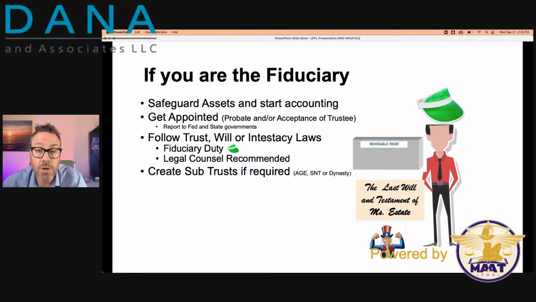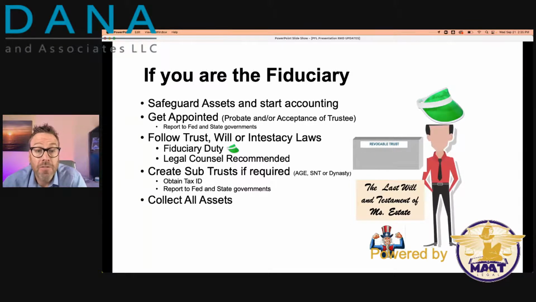Now, depending on the terms of the trust, it might require you to create additional trusts. If beneficiaries are underage, or if they're special needs beneficiaries, or if it's what we call a dynasty trust, those extra trusts are going to need to be created, which means getting a tax ID number, again, reporting to the federal and state governments.